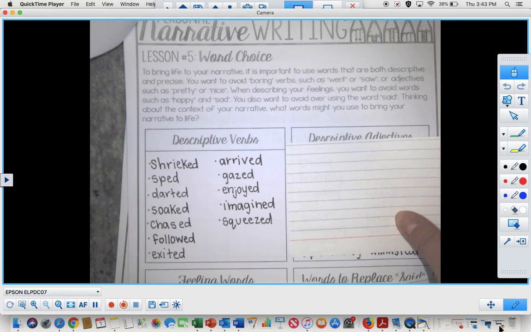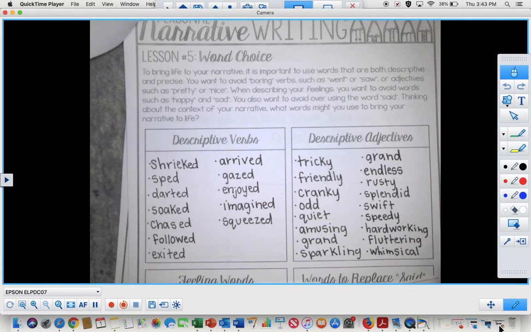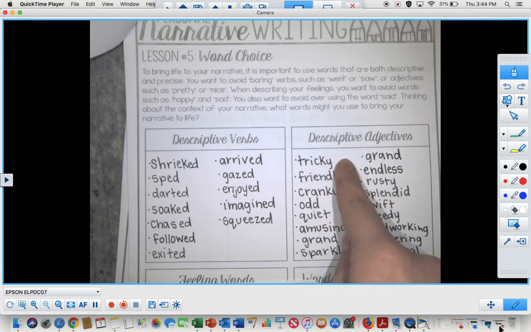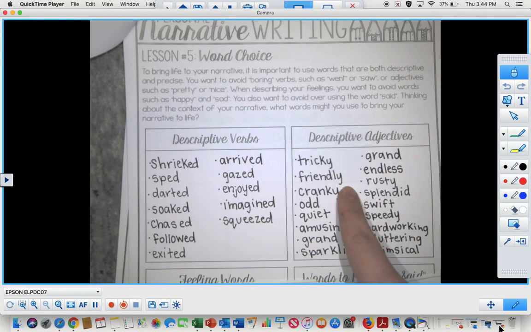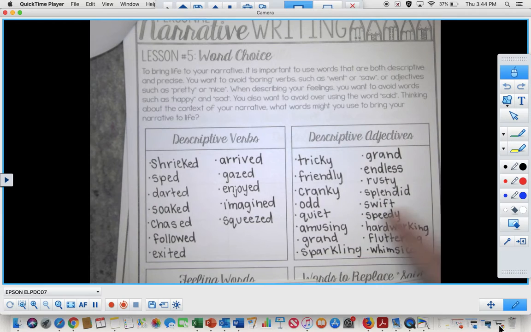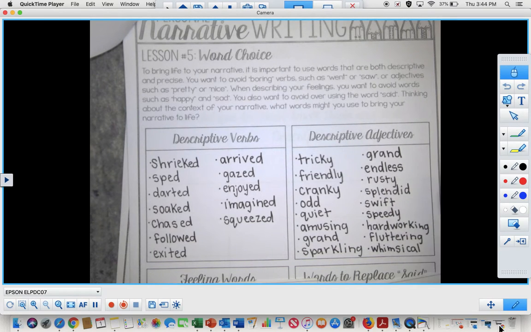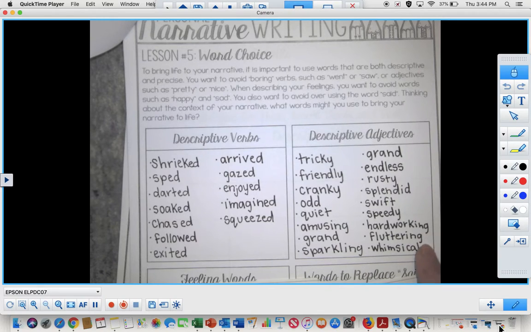Next, we have descriptive adjectives, and you can see Miss Walsh came up with a lot of these. Adjectives are describing words, and some of the describing words Miss Walsh came up with were tricky, friendly, cranky, odd, quiet, amusing, grand, sparkling. Oh, I put grand twice. Endless, rusty, splendid, swift, speedy, hardworking, fluttering, and whimsical.